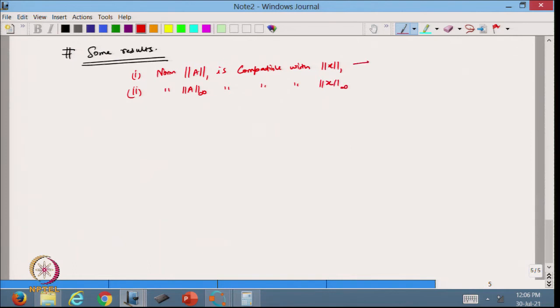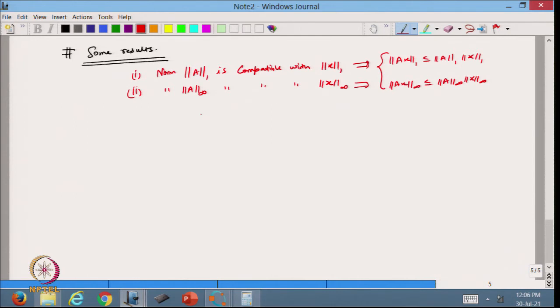So, basically in this case we need to show that if I take the one norm, then I should be able to write this one. So, that is the compatibility condition, and here also I can write the infinity norm of Ax should be less than or equal to the infinity norm of A times the infinity norm of x. So, these things we can verify.